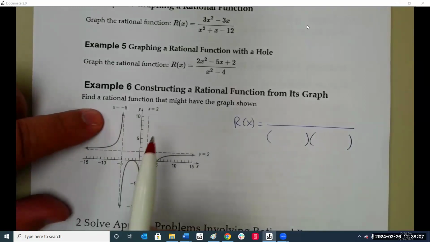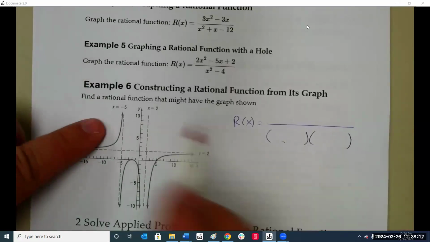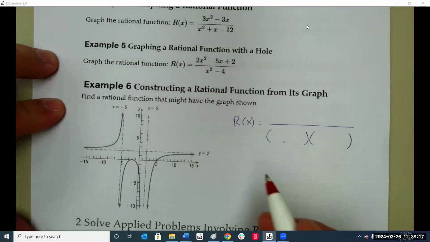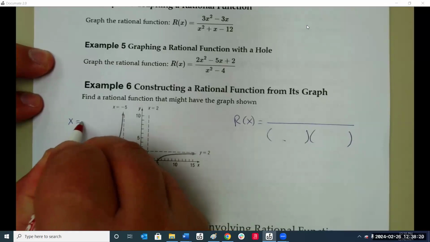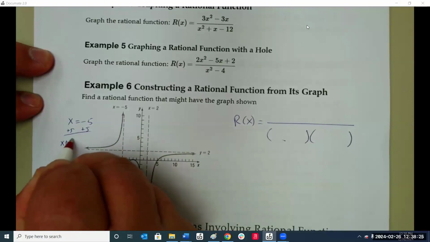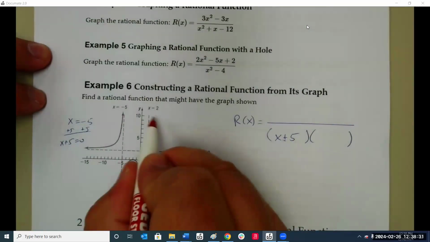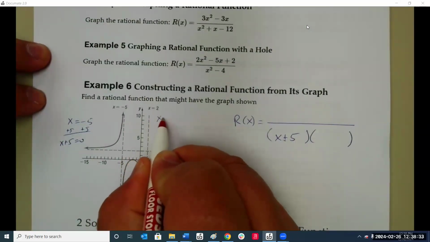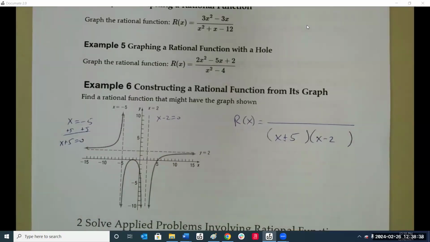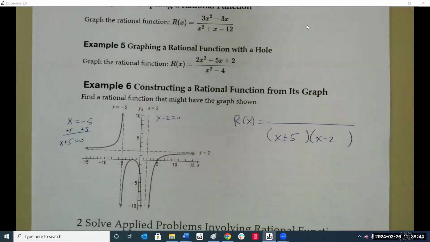So remember, the vertical asymptotes are where the bottom equals 0. So if x equals -5, what's the equation that satisfies this line? Yeah, so x equals -5, add 5 to both sides. We get x plus 5 equals 0. X equals 2. Very good. X minus 2 equals 0. So that takes care of the bottom part, the vertical asymptotes.